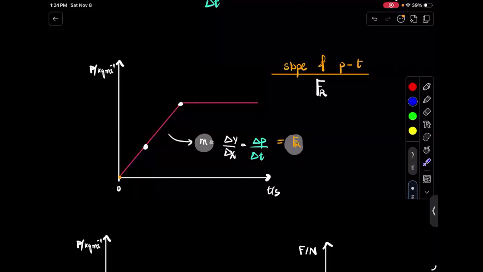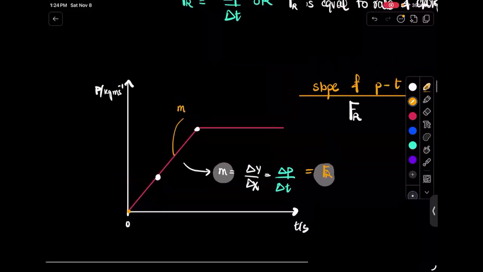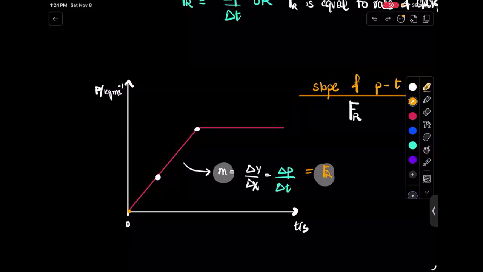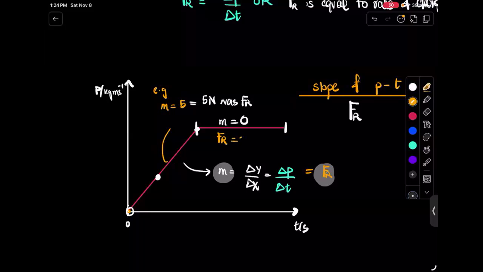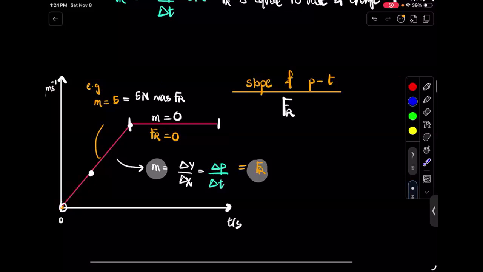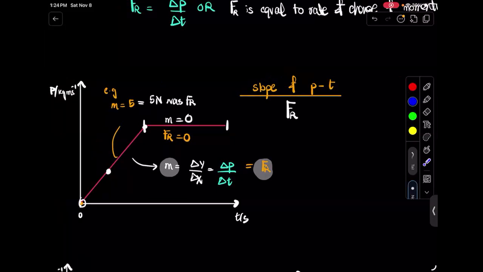So if you take the slope of a momentum time graph, that gives me resultant force. If I see that the gradient from here to here was equal to, for example, 5, this means that 5 newtons was the resultant force. But what about this portion? Because the gradient was 0, the resultant force is also 0. If the slope of the line is 0, the resultant force is also 0. Remember this: the slope of a momentum time graph is resultant force.